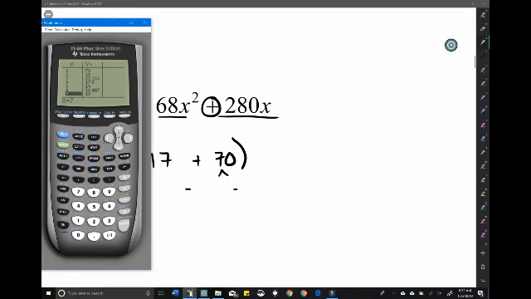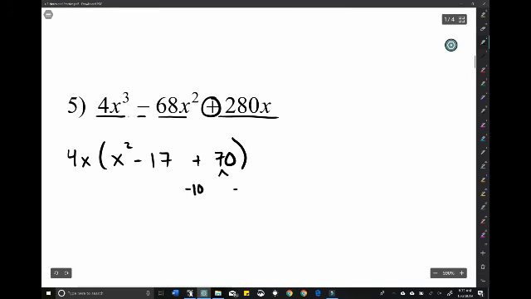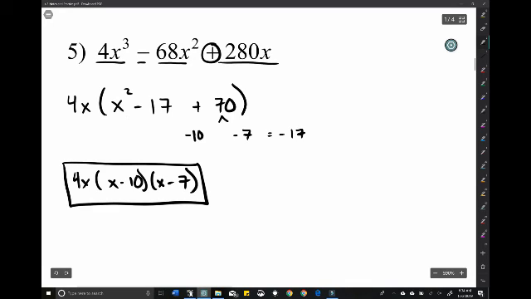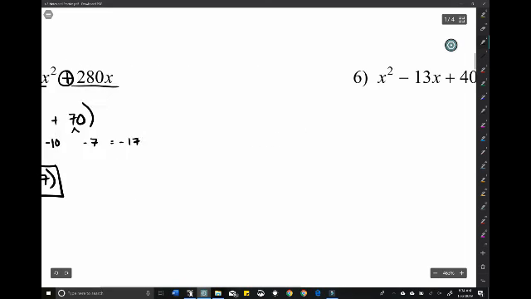Okay, hey, 10 and 7. That was actually pretty easy. Negative 10 and negative 7. Okay, those equal negative 17. So we have 4x, we have x minus 10, we have x minus 7. Boom. That is a winning combination. Okay. So if this last one's positive and the middle term's negative, we're always going to have the same signs in between there. Last example. Let's see if you guys can handle this one.